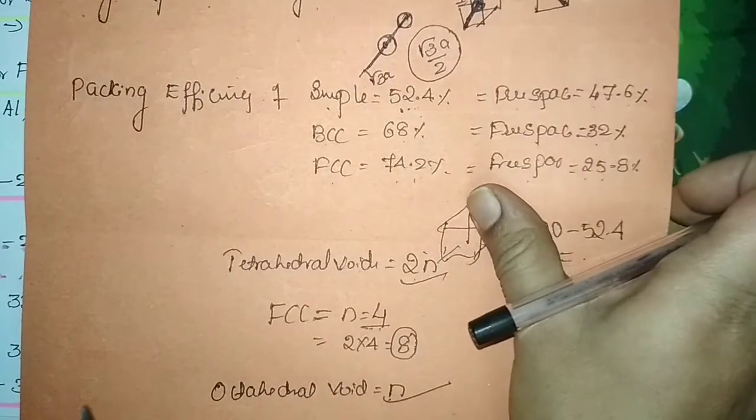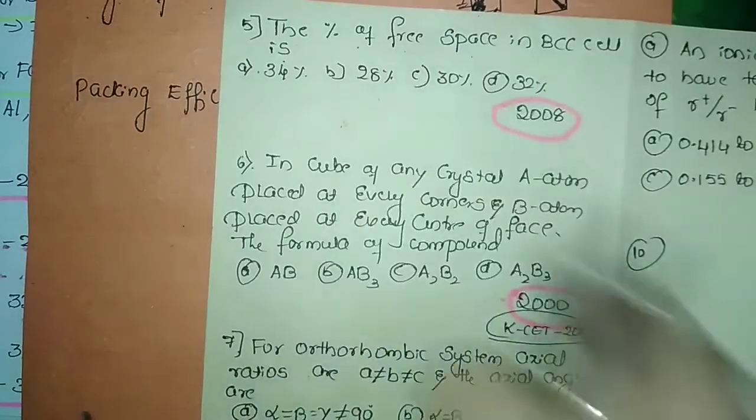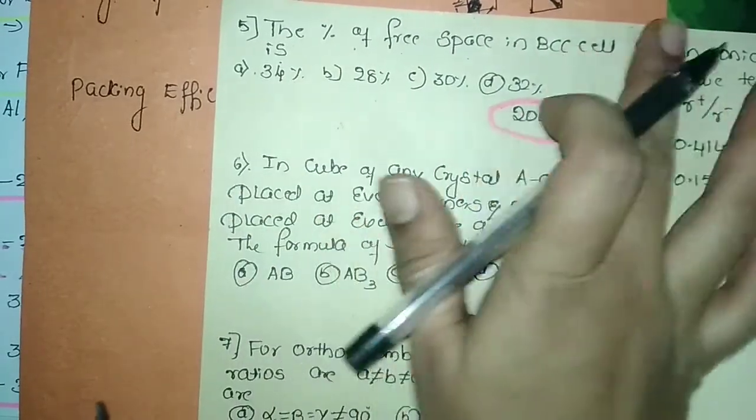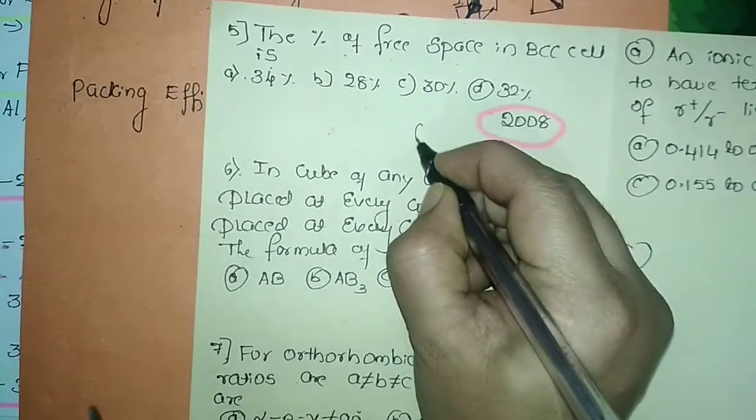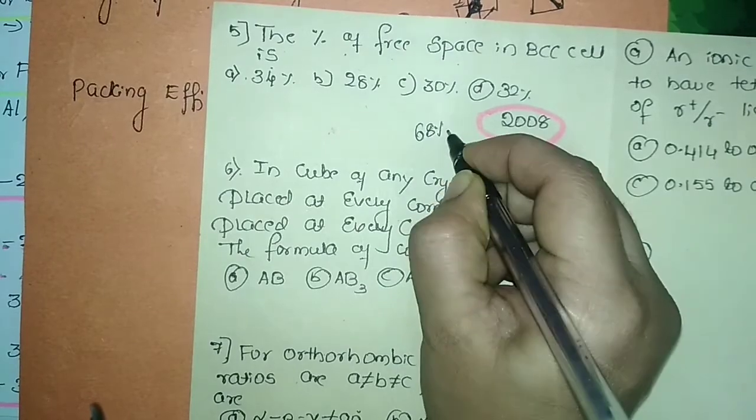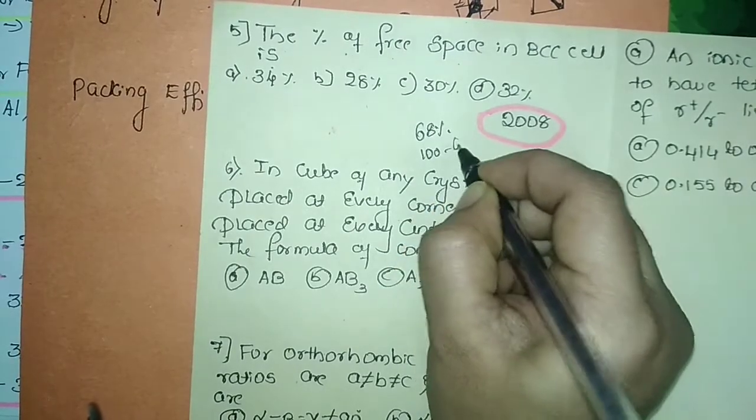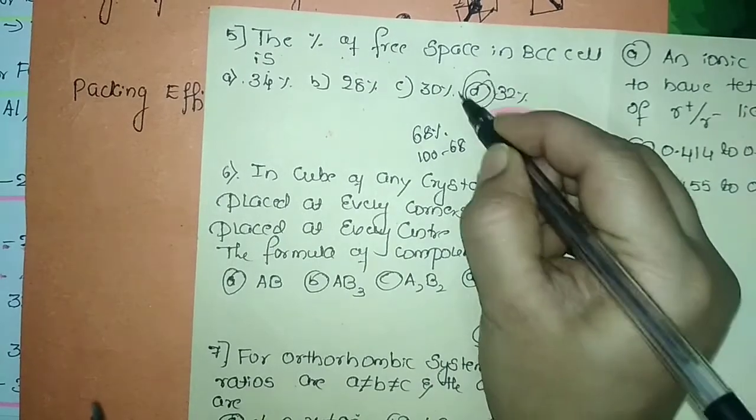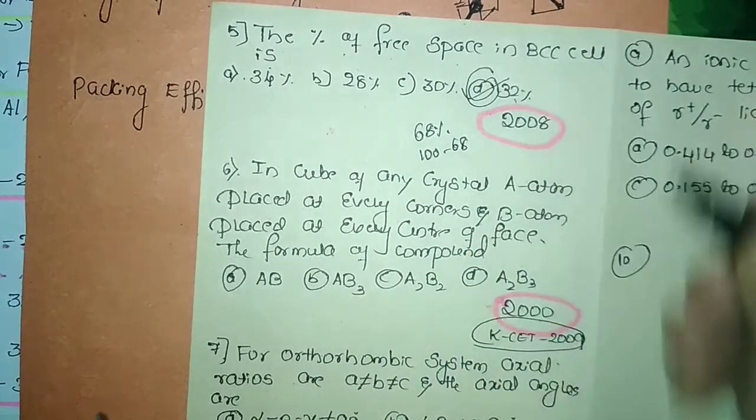So the question they have asked is about the percentage of free space in a BCC cell. For BCC, the occupied space is 68%. So 100 minus 68, you are going to get 32. So it is option D, which is the answer, that is 32%.